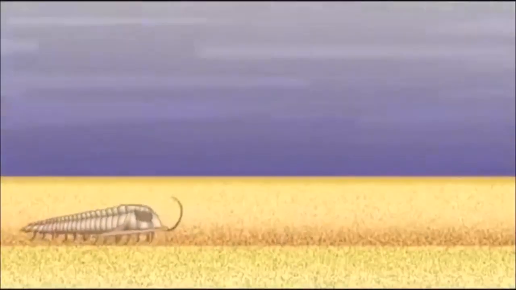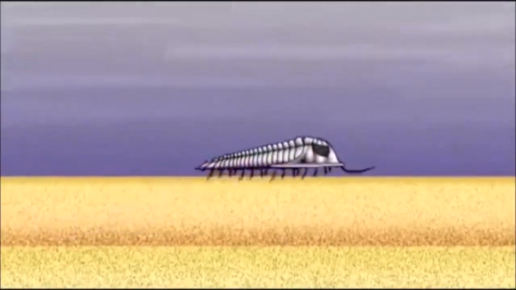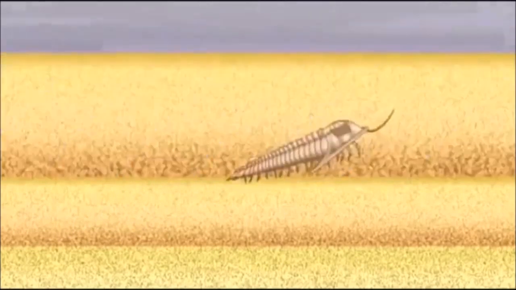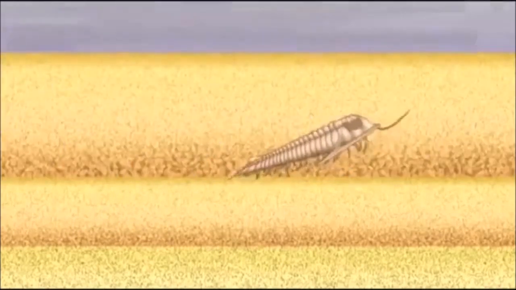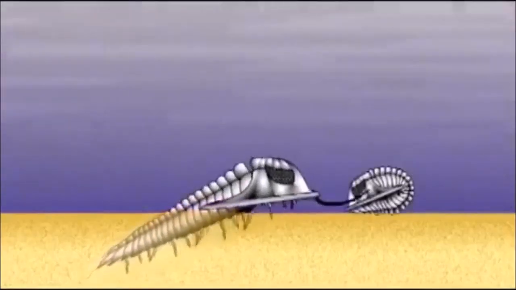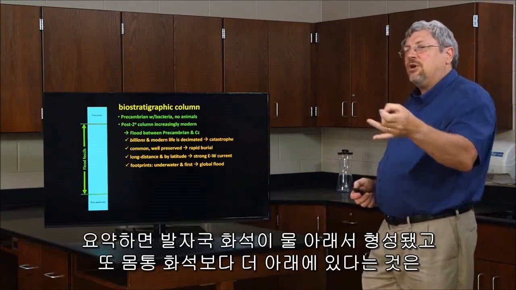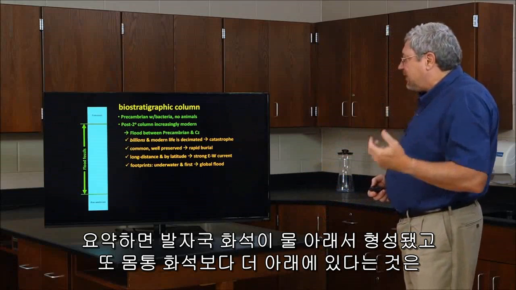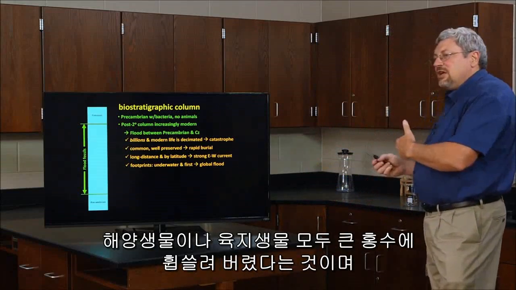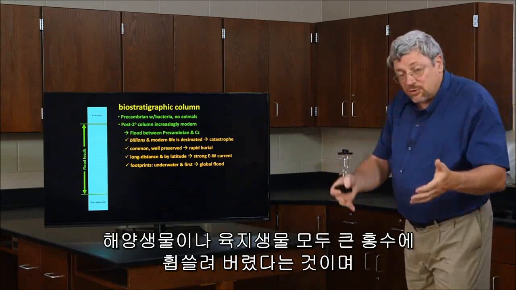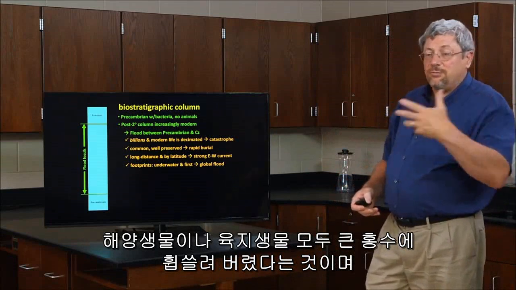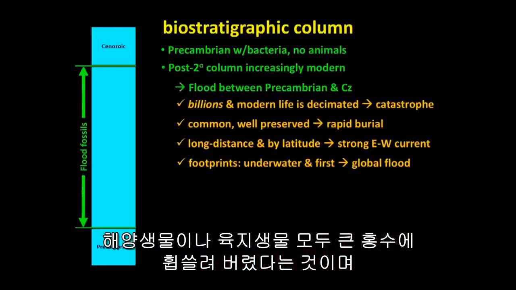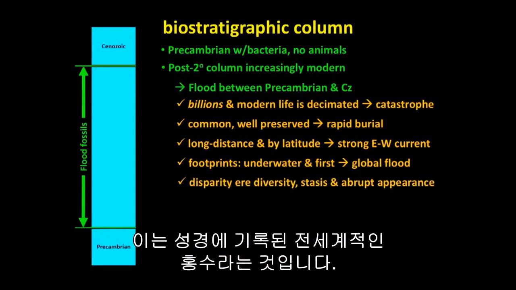So the footprints that are formed underwater and formed before the body fossils suggest that we have both terrestrial and marine organisms overwhelmed by this catastrophe, which is consistent with the global flood we have mentioned in Scripture.